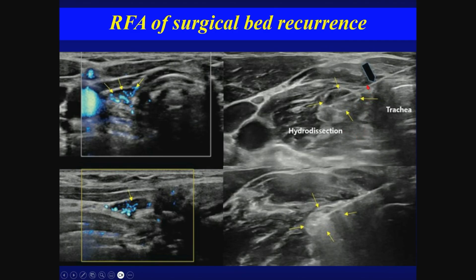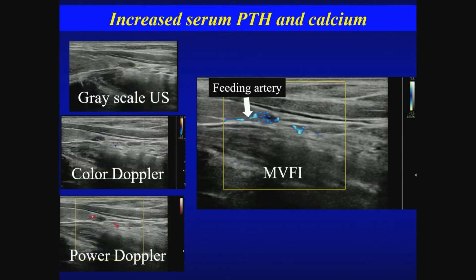Before ablation, we used a large amount of hydrodissection around the tumor, and then we can safely ablate the recurrent tumor. Another case shows this patient had increased serum PTH and calcium level that suggests this patient has a parathyroid tumor.